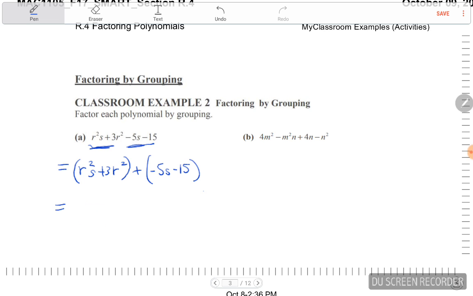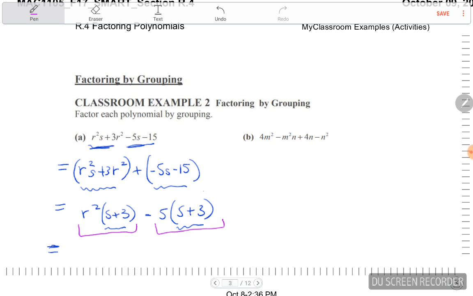when I take what is common out of each individual grouped factor, at this point, I can say that this is my GCF. S plus 3 is my GCF. Because now, another way to see this is, this is a factor, right? And this is a factor, right? So you have r squared times the quantity s plus 3. There's multiplication happening between them, which means that r squared and quantity s plus 3 are not two separate factors, but they're a single term.